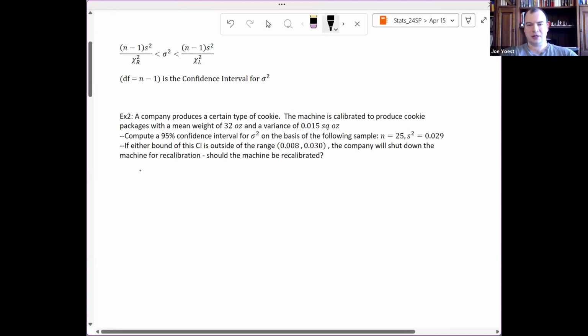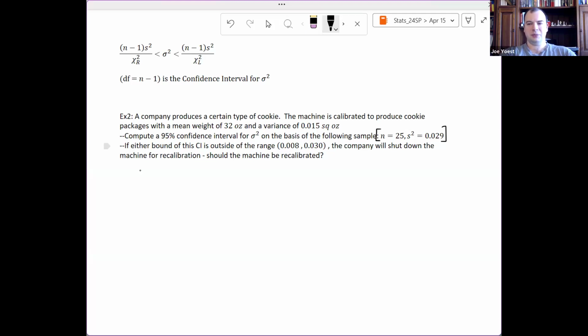Okay, so let's start on this problem. Here we have an example where a company produces a certain type of cookie. The machine that produces the cookies is calibrated to produce packages with a mean weight of 32 ounces and a variance of 0.015 square ounces. Since this is the variance, it's in square units. And we want to compute a 95% confidence interval for sigma squared, the variance, on the basis of this given sample. Sample size 25, and the sample variance is 0.029.